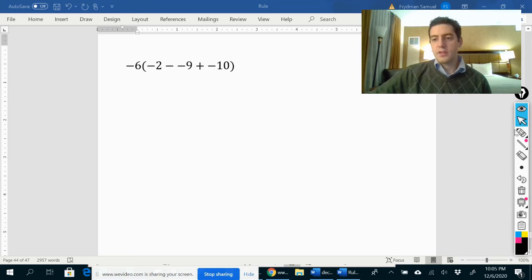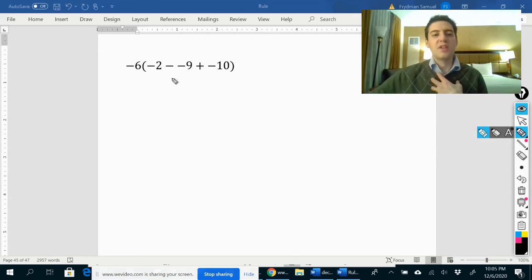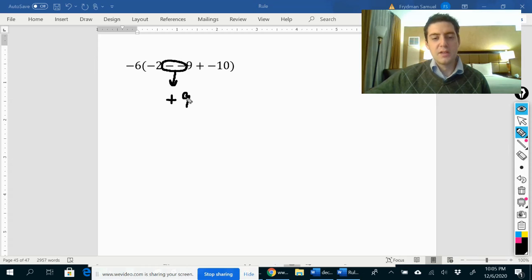So over here, the first thing that I'm going to do is I'm just going to clean this up. I don't like seeing minus negative or plus negative. So anytime I see that anywhere, whether I'm distributing or solving an equation or just evaluating something or whatever it is, I always clean this up and I write that minus negative is the same thing as plus, so minus negative 9 is the same thing as plus positive 9, and then plus negative 10 is the same thing as minus positive 10. Okay, so let's just write the rest of it. So I have negative 6 times negative 2 plus 9 minus 10.